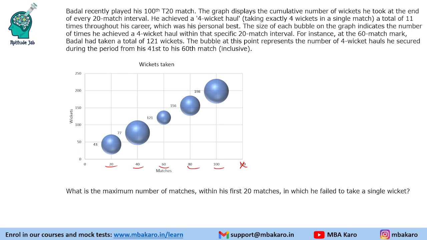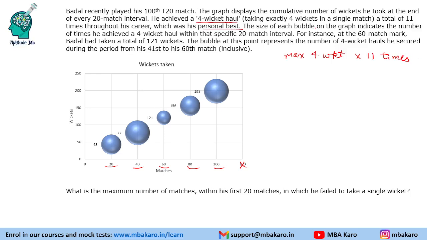He achieved a 4 wicket haul, that is taking exactly 4 wickets in a single match, a total of 11 times throughout his career, which was his personal best. So that means he took a maximum of 4 wickets, and that too 11 times. So he did not take more than 4 wickets in any match.